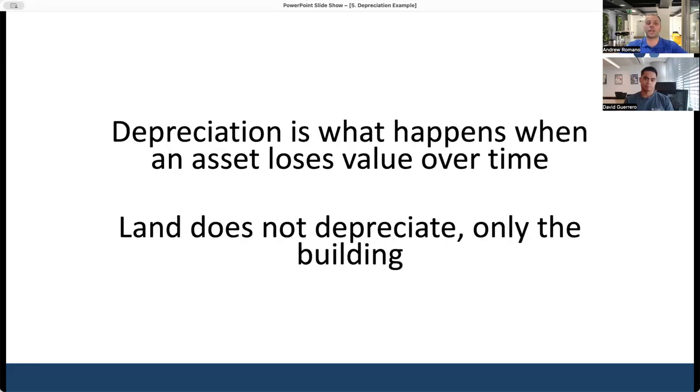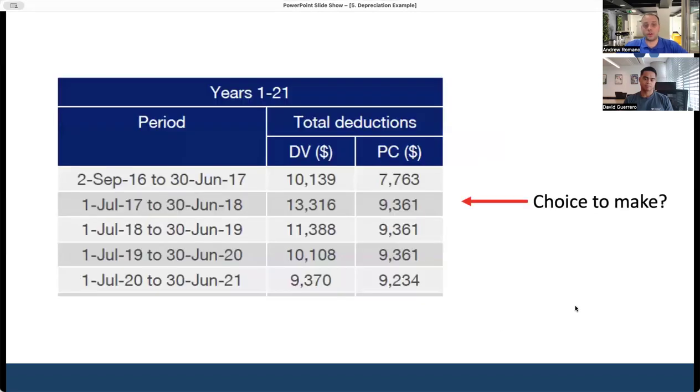Okay, so just following on from the other day, depreciation is what happens when the asset loses value over time. So we're only specifically talking about the building when we're talking about investment properties. The land does not depreciate. So you cannot depreciate the land at all because generally it appreciates in value. So there are two methods, the diminishing value method and the prime cost method. Both methods last for 40 years. However, the diminishing value method accelerates depreciation in the first part of the cycle of the investment property.